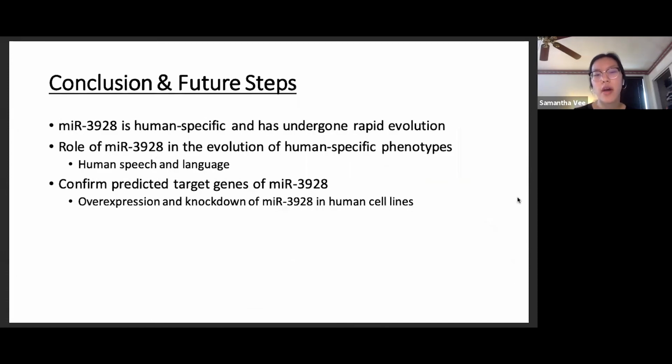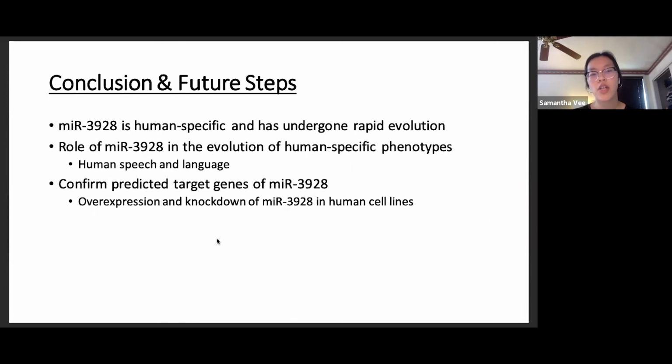To conclude, we identified MIR3928 as a human-specific microRNA and showed that it has undergone rapid evolution, especially in the human lineage. We also identified MAPK1 as a gene target of MIR3928 and hypothesized that it may play a role in the evolution of human speech and language. Taken together, this suggests the potential role of MIR3928 in the evolution of human-specific phenotypes.